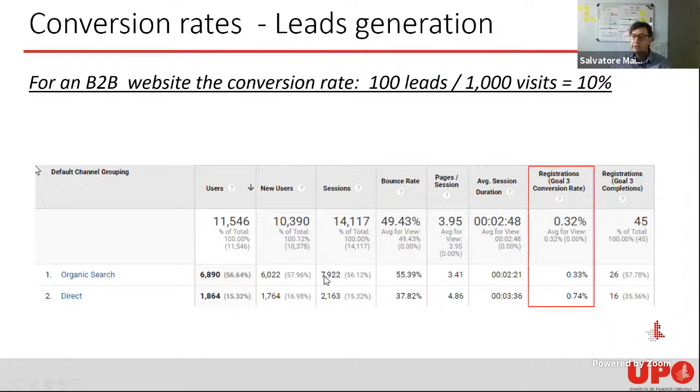So you say, oh, we got all these visits, and just 26 of them actually fill out a form. You're familiar with the form, right? It's the same thing when you want to enroll at university. You put in your details, and then you submit, and then you download a brochure, or someone from the university is going to call you back.